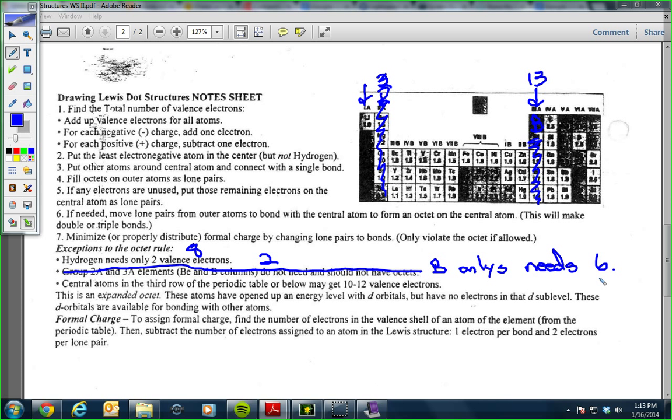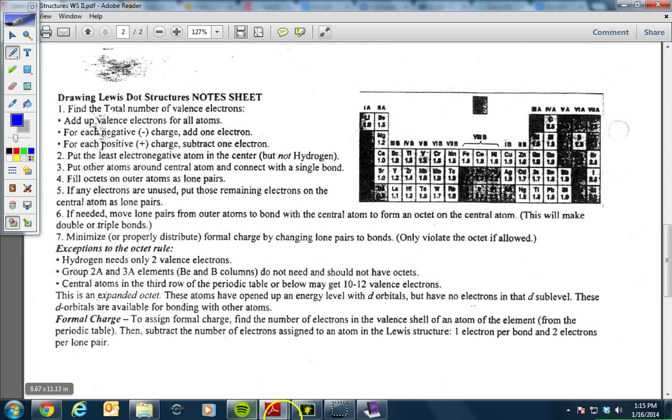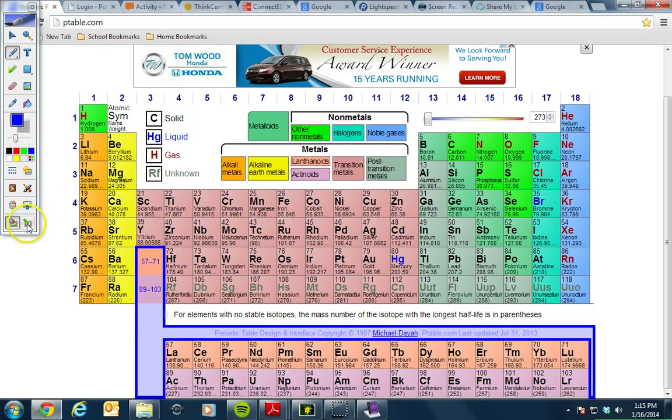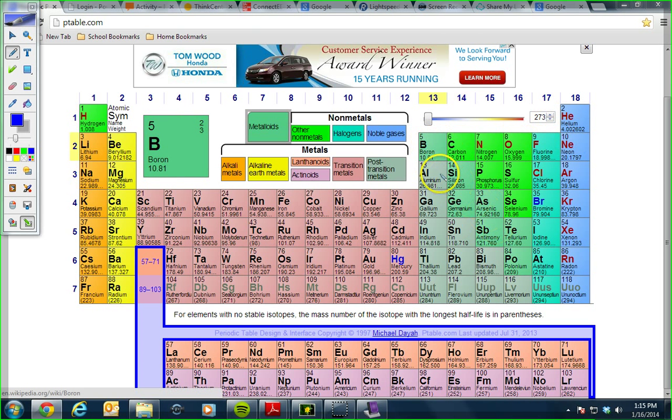The last one we'll keep as written, but we're going to try to make it a little bit simpler as well. What this says is central atoms in the third row of the periodic table and below may get 10 or 12 valence electrons. Let's put that into English that's a little bit easier to understand. What this is saying is, once again, we only care about the metalloids, these others, hydrogen included, and the halogens. We don't care about these.